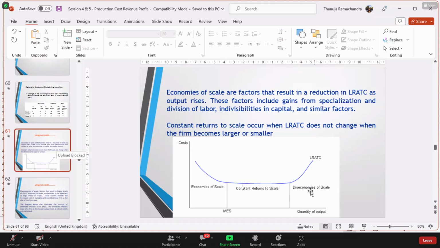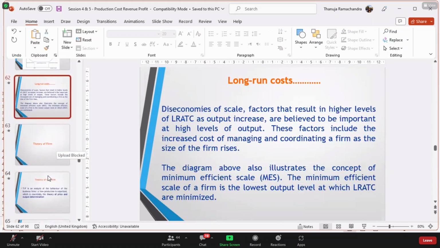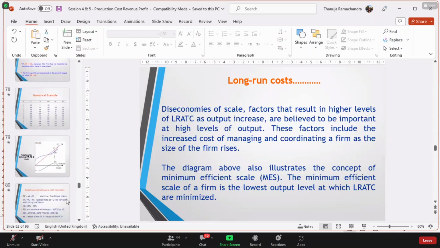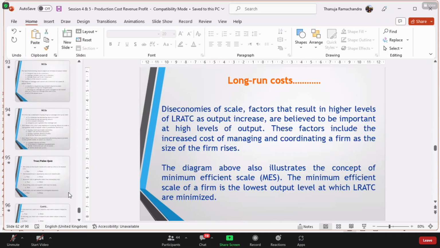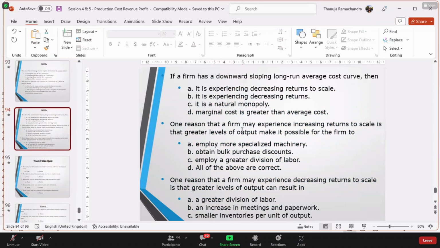So the question is about downward, right? A downward sloping long run cost curve is referring to economies of scale. In this case, marginal is below the average. Only in the upward phase is marginal above the average, right? So the last answer is wrong. Marginal cost greater than average cost will not happen during this downward sloping long run average cost phase, right? Okay. Next one.